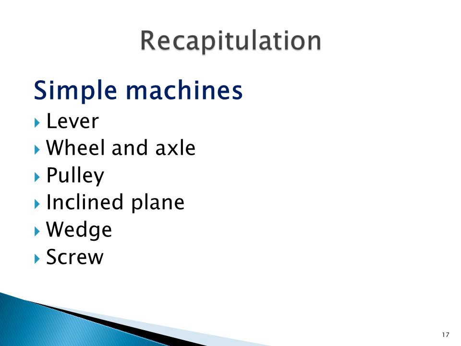In this class, we have studied about 6 simple machines. They are lever, wheel and axle, pulley, inclined plane, wedge, screw. Here we finished our lesson, force and energy.